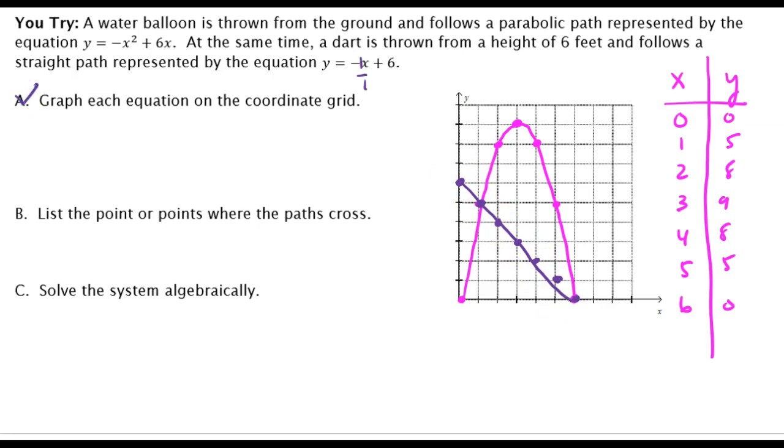And then it says list the points where the paths cross. Okay, so it crosses here and it crosses here. And those ordered pairs are 1, 5, and 6, 0.